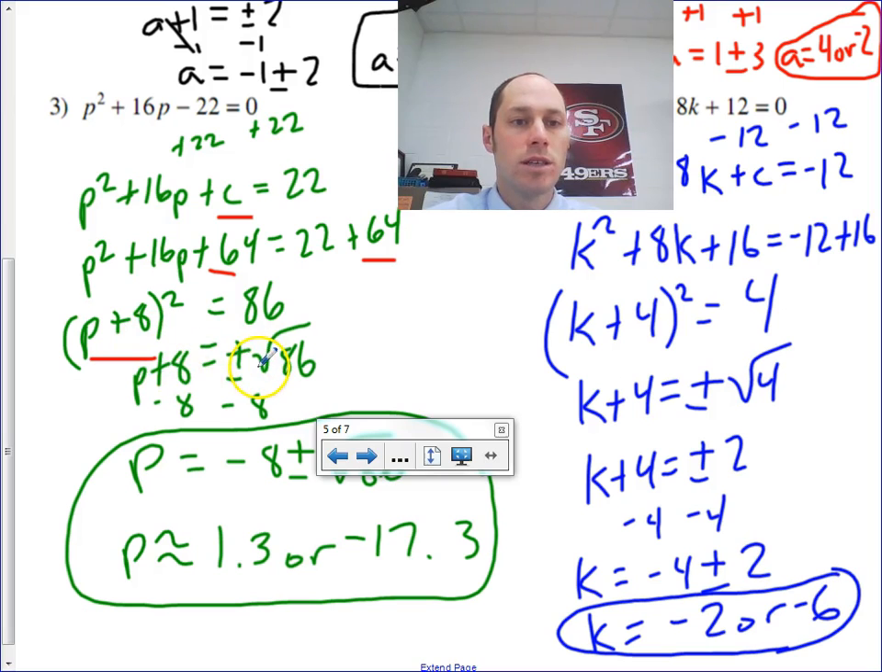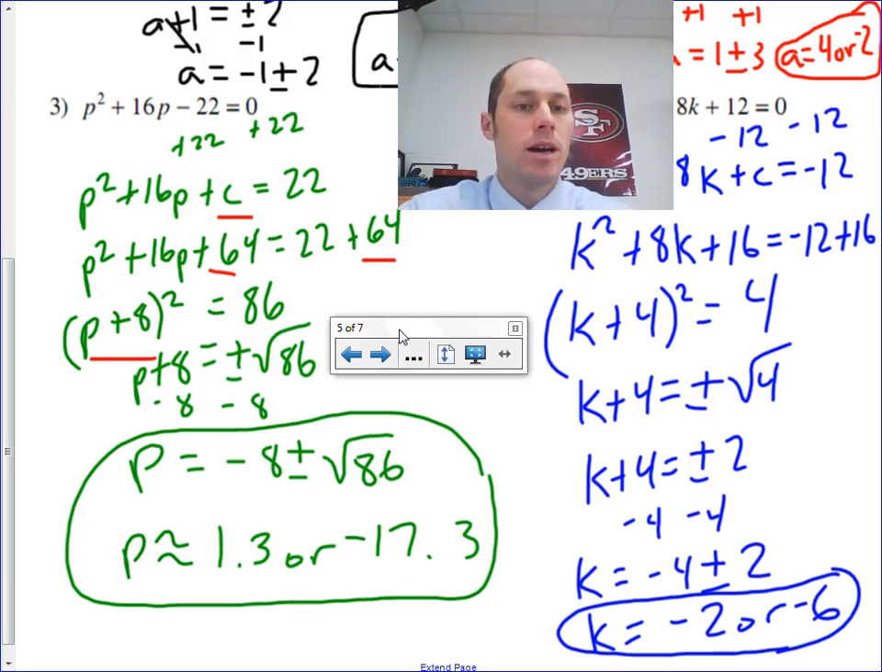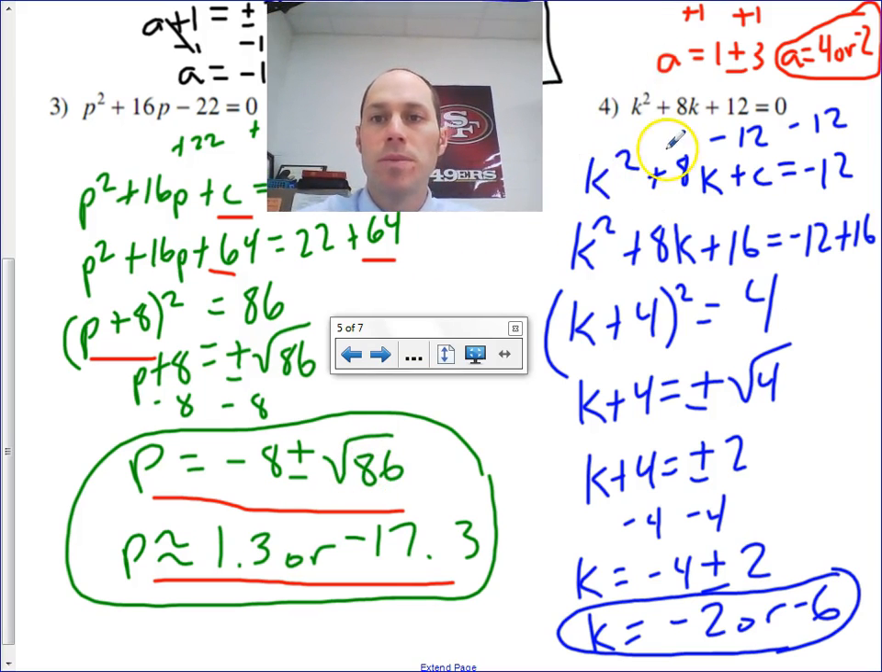Took the square root. Now the square root of 86 is not a perfect square, so I just left it for now. I subtracted 8. So negative 8 plus or minus the square root of 86. This would be the exact solution. If you want to approximate the square root of 86, we'd have 1.3 or negative 17.3. So either way would be acceptable. If the problem is asking you to approximate it, you could type that in your calculator and get an approximation.